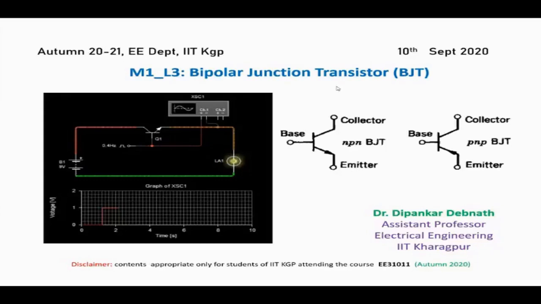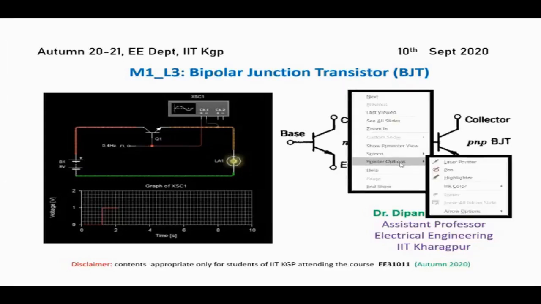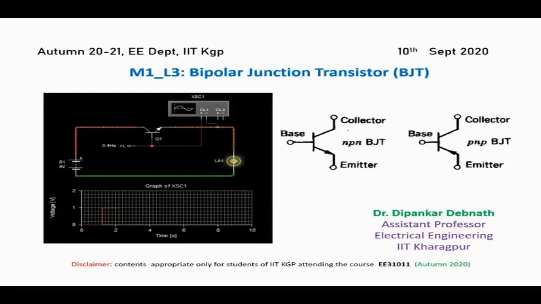Bipolar junction transistor, which is a fully controlled category device. So you can turn it on and off by providing suitable base drive. If you provide positive current, it will turn it on. Negative current, it will turn it off.